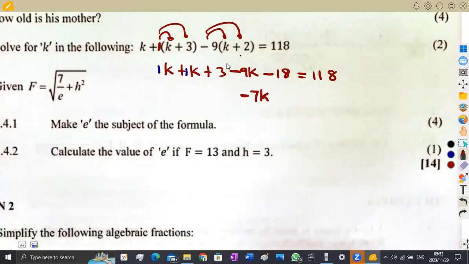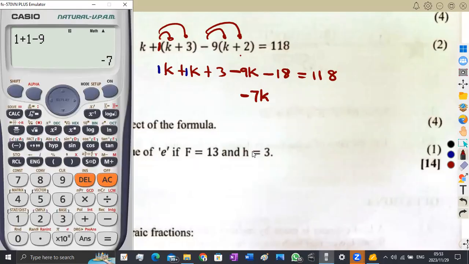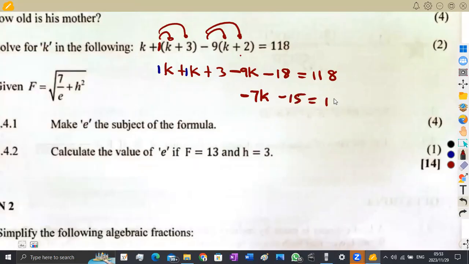All right, combine the numbers. This is 3 minus 18, so you're going to add 3 minus 18. That's negative 15, which is the advantage of using a calculator. You can just make a small mistake.